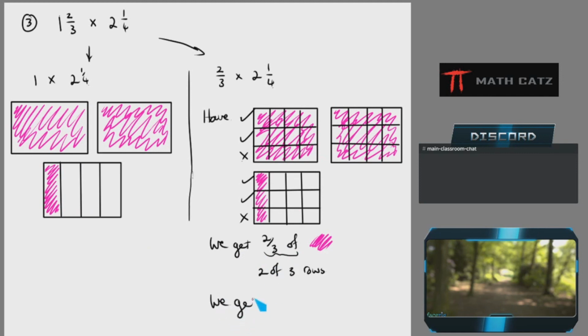So we get 1, 2, 3, 4. Another 4 is 8, 12, 16, and another 2 is 18. I'll remind you they are pink.